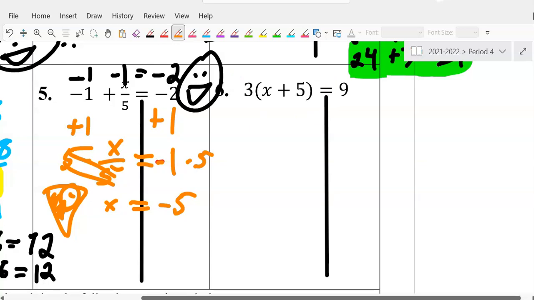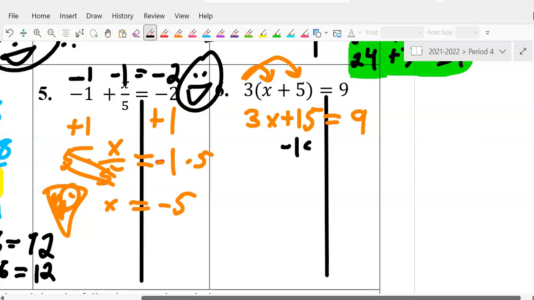Oh, the distributive property. Distributive, okay, so we're going to distribute 3 to x and 3 to 5. What do we get? 3x plus 15. Yes, very good. Positive 15. Equals 9. First we get rid of the 15 with -15. Right, so that 15 is the extra. Very good.